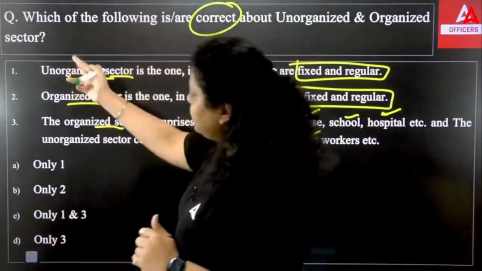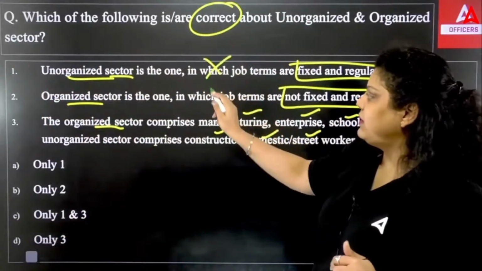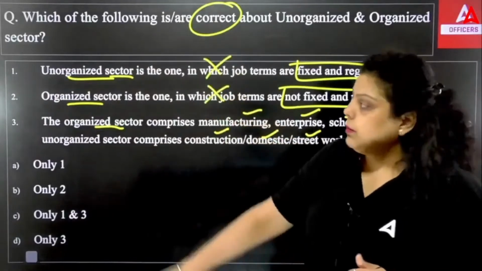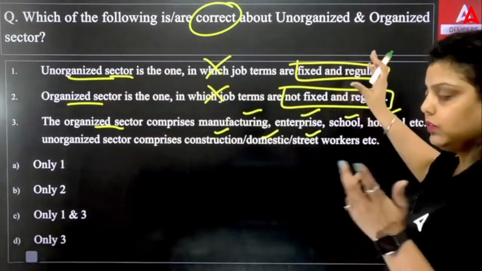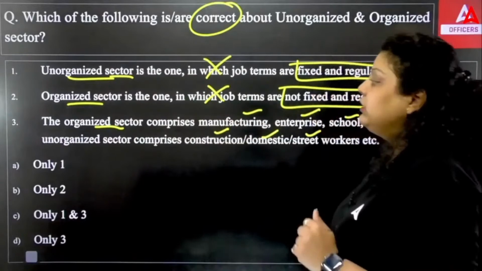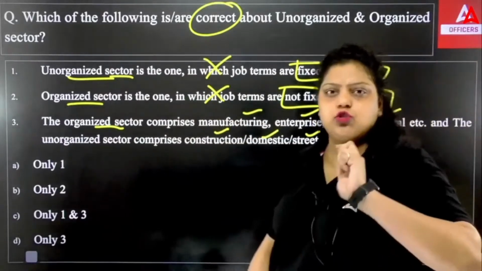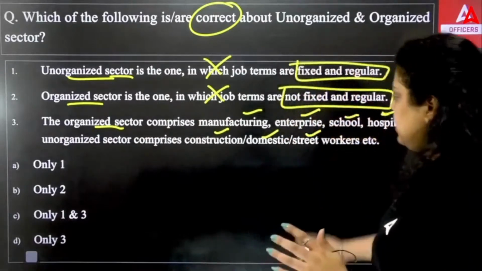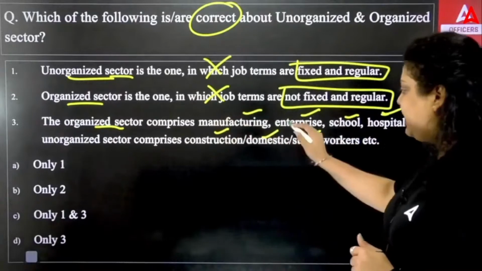So if I swap the first and second statements, then it will be right, but as they are, the first and second statements are both wrong, because the first statement talks about the organized sector, and the second statement talks about the unorganized sector, right? Now, the organized sectors have prefixed job terms and conditions, everything will be there. So the school, hospital, enterprise, manufacturer, they are examples of the organized sector, that is true.